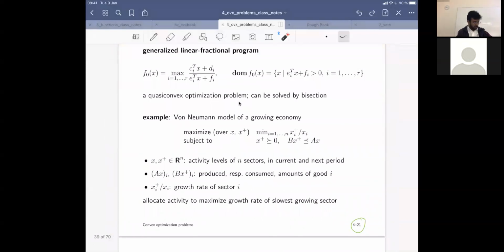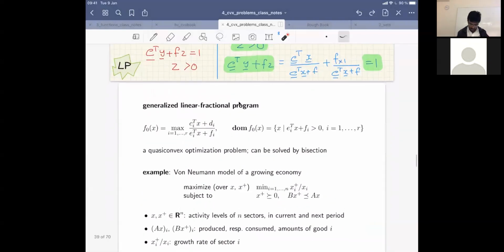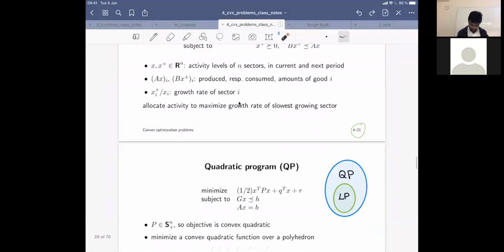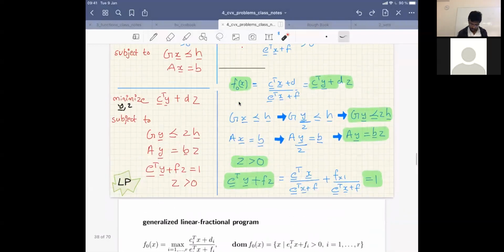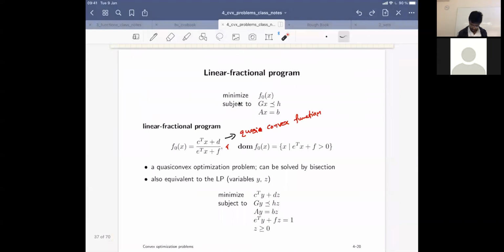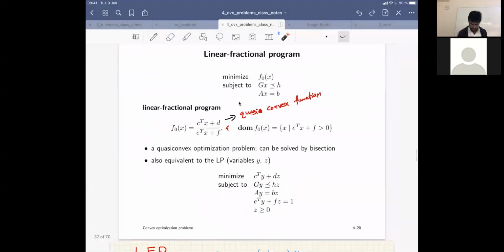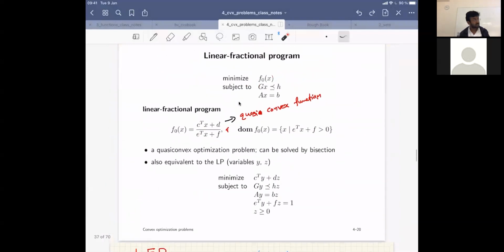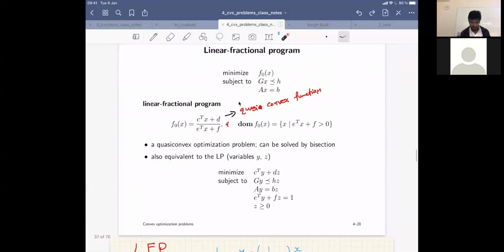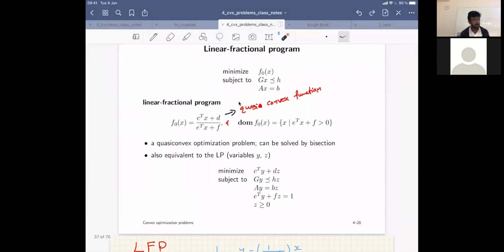Yeah, so we will skip this slide. Let's move on. Let me just check whether we missed something. Yeah, so that's it. So what we just saw is that a special class of quasi-convex problem, which is a linear fractional program, can be solved using a simple LP.